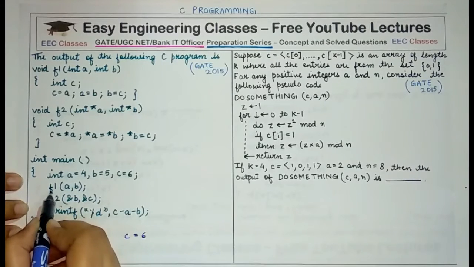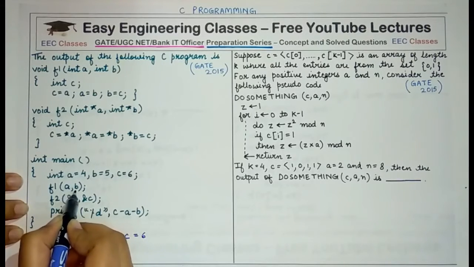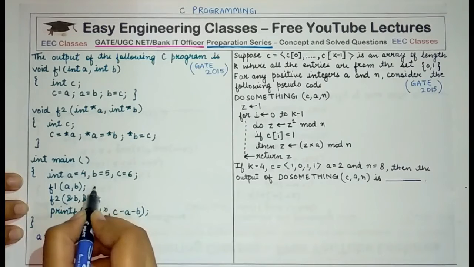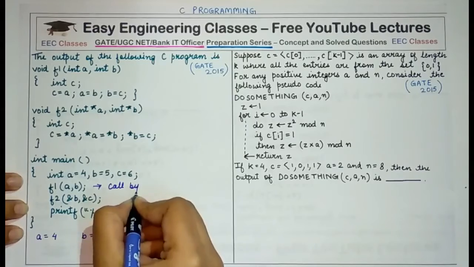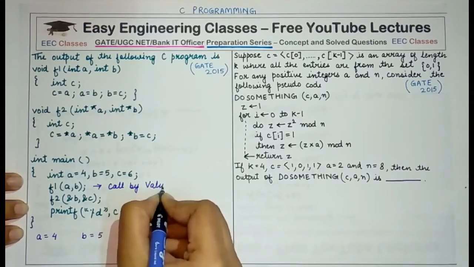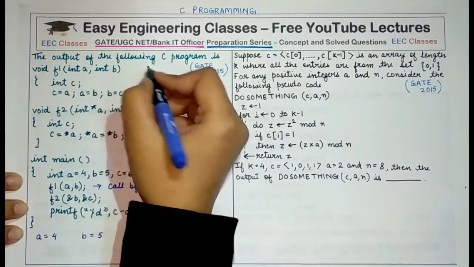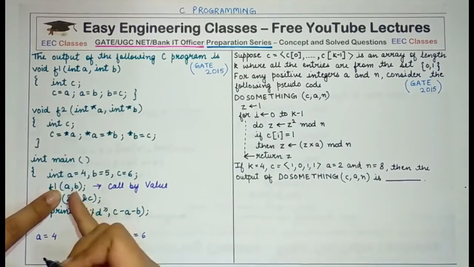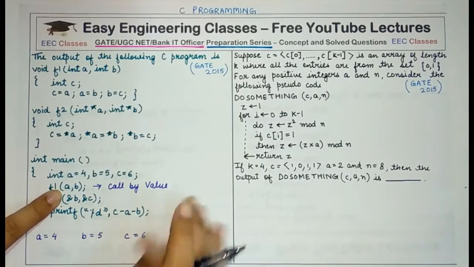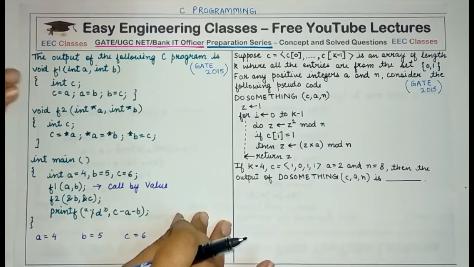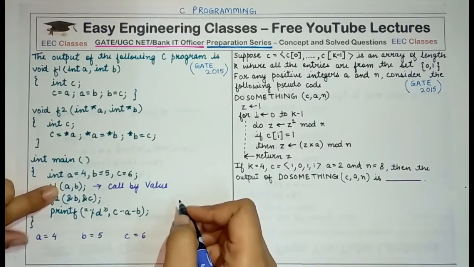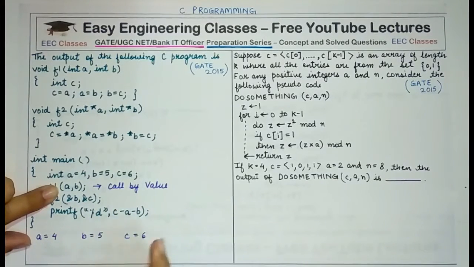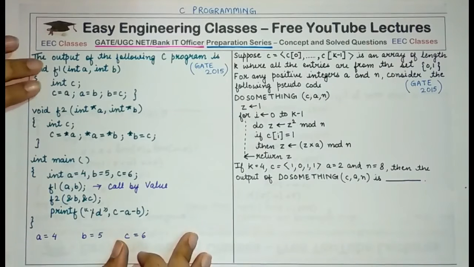When we make the call to f1, a and b are passed, but since this is a call by value, a copy of these variables is created in the function f1. So the original values of a and b are not affected. Whatever changes are made in f1, the final values of a and b would remain 4 and 5. Let's see what actually happens in f1.